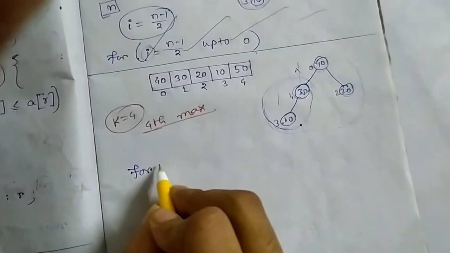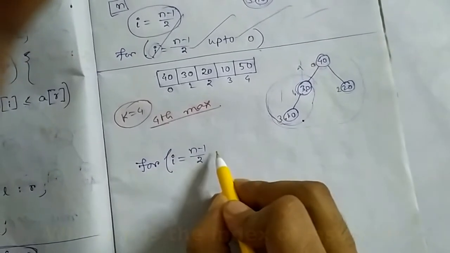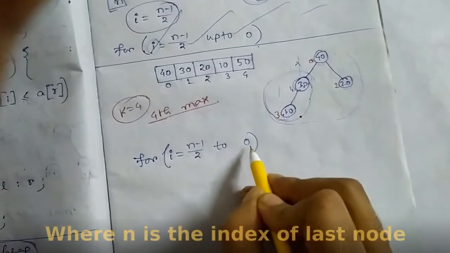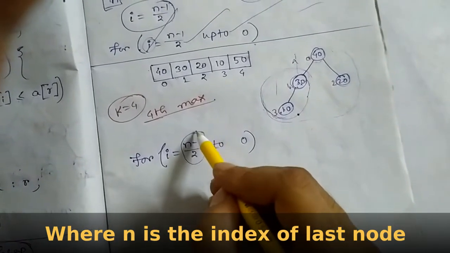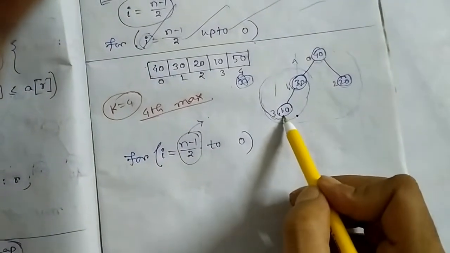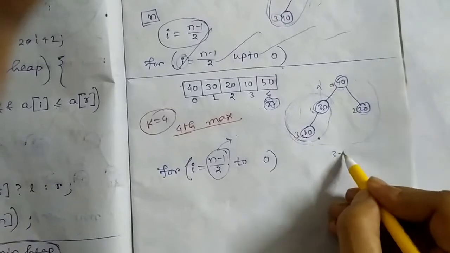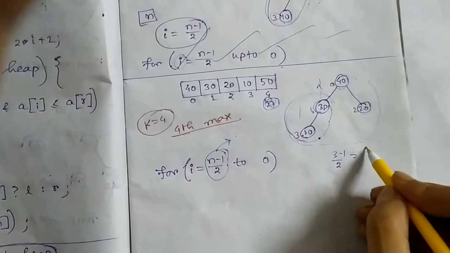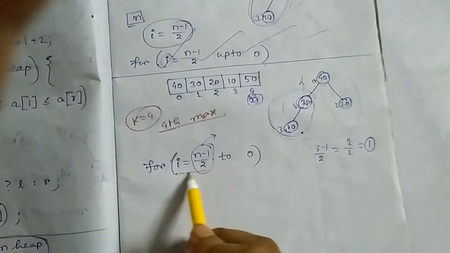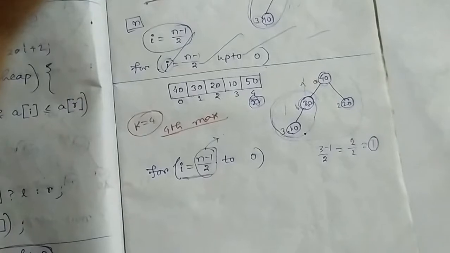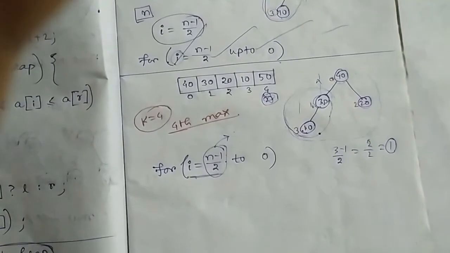So the for loop will be like this: for i equal to (n minus 1) divided by 2 down to the 0th index. Why have I written (n minus 1) by 2? Because if 10 is my last node, then its parent will be present at (3 minus 1) divided by 2, that means 2 by 2, that means at the 1st index. So this is a simple formula that we can generate to calculate the parent of any node.